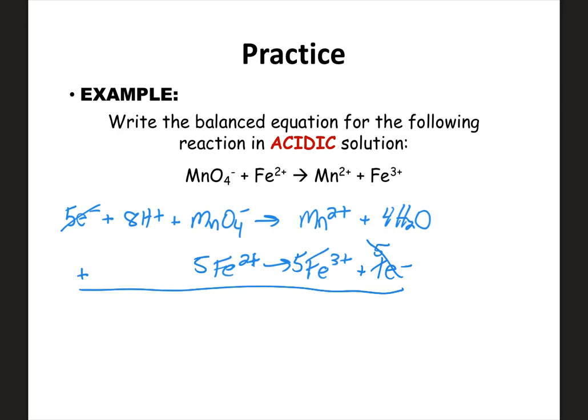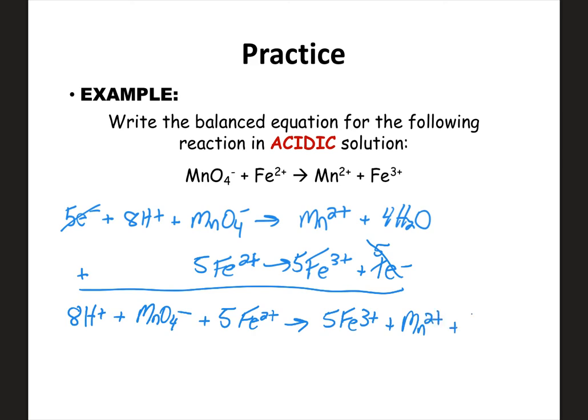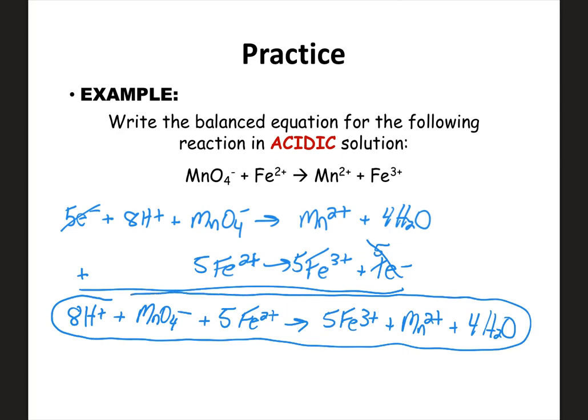So I'm going to write what's left on each side. So I'm going to have 8H+, the MnO4-, plus the 5Fe2+ going to the 5Fe3+, the Mn2+, the 4H2O. And this is an acidic solution, so I don't have to do the OH minus step. This would be my balanced equation here.